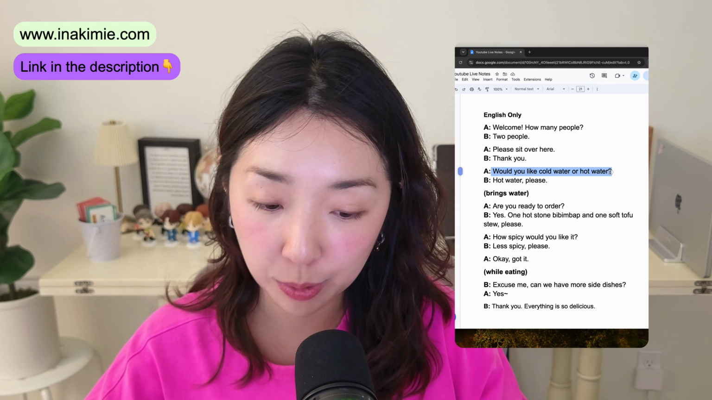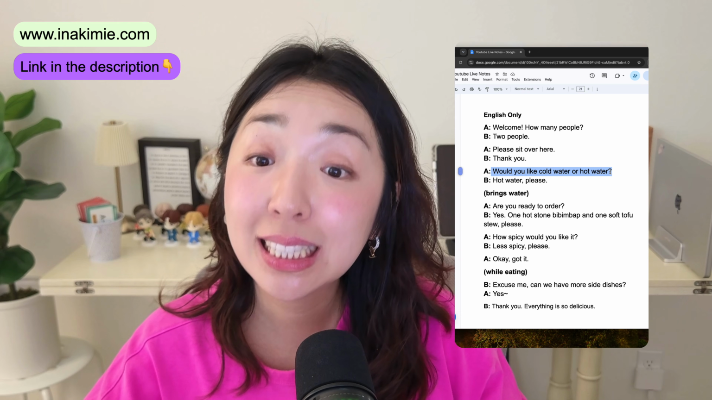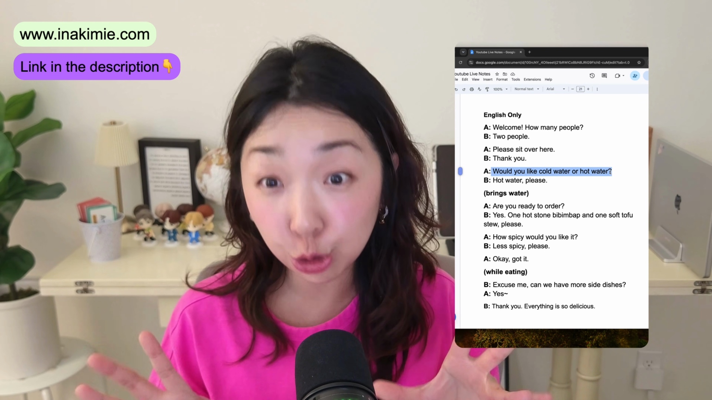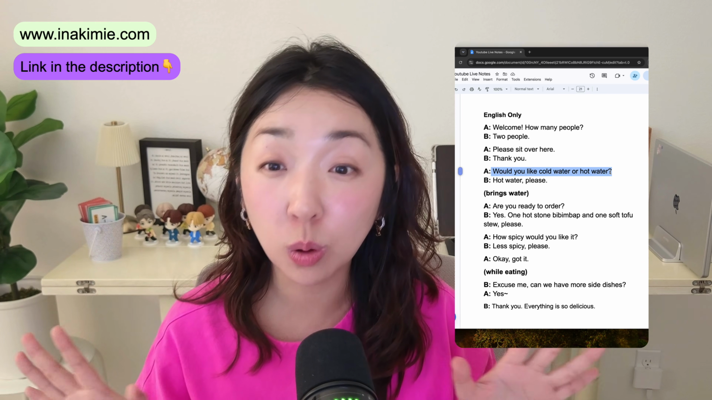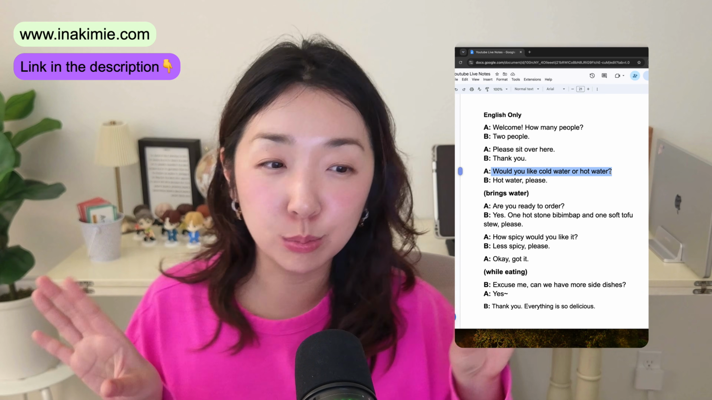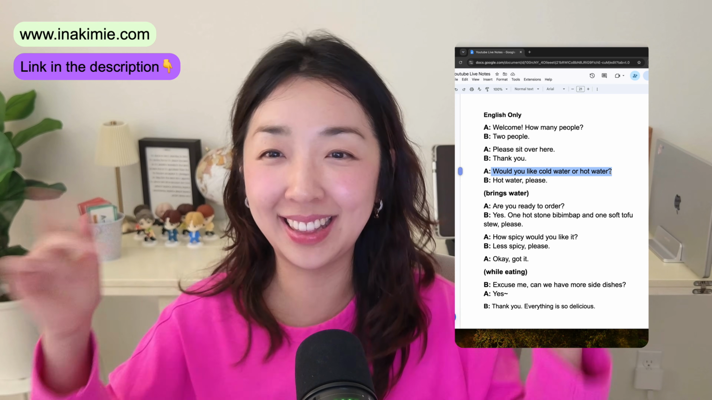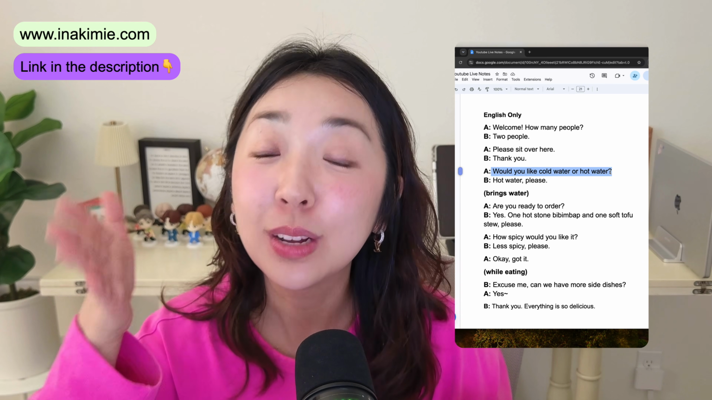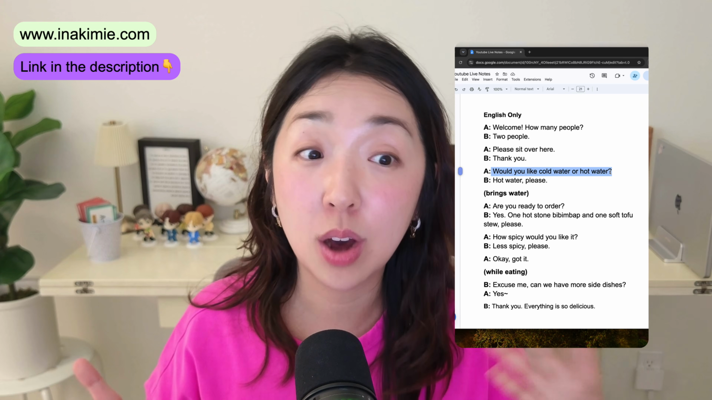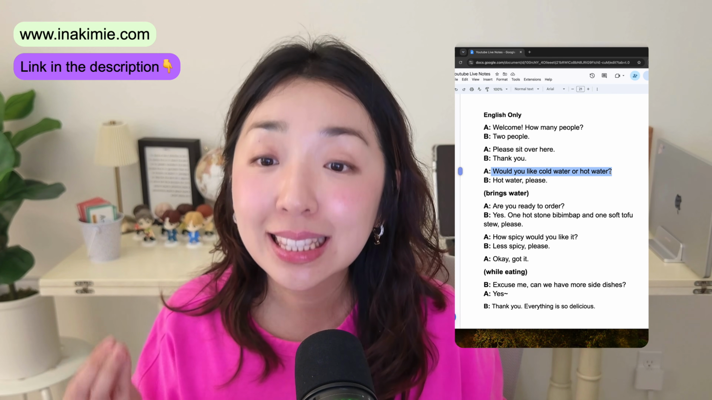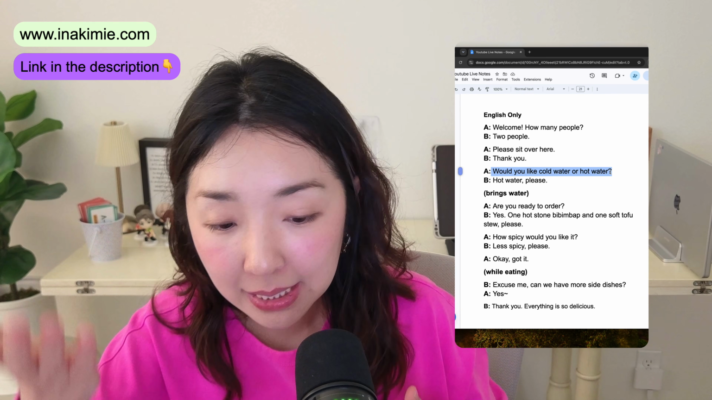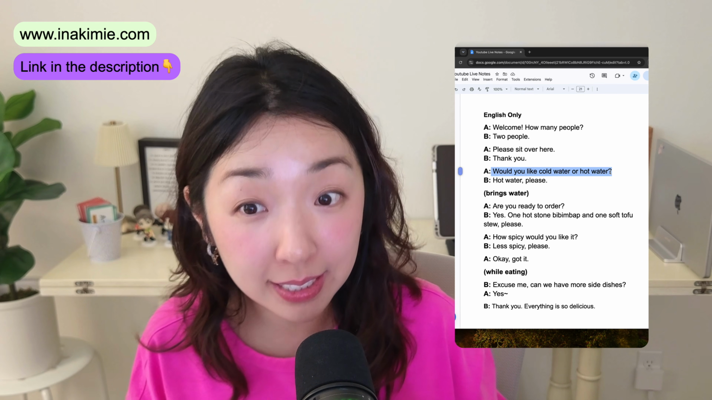And then A, the waiter asks, well, would you like cold water or hot water? So first, let's break down cold water. That's 차가운 물. Water is 물. If you think about pool and 물, there's like a similarity there. You will see 물 in the pool. There's connection, right? So 차가운 물. And then hot water or warm water is 따뜻한 물.